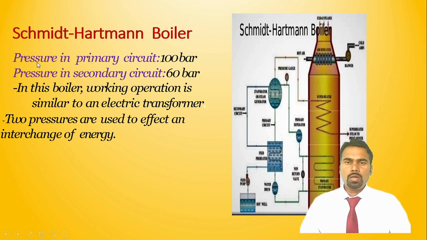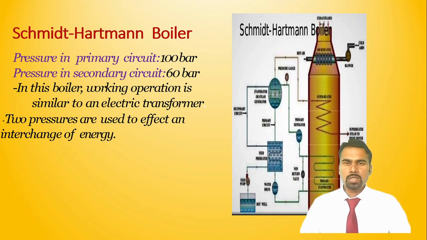Here two circuits are used: the first is the primary circuit and the second is the secondary circuit. In the primary circuit, the steam generated is up to 100 bar, and in the secondary circuit, the steam is generated up to a pressure of 60 bar. In this boiler, the working operation is similar to an electric transformer. Two pressures are used to effect an interchange of energy.